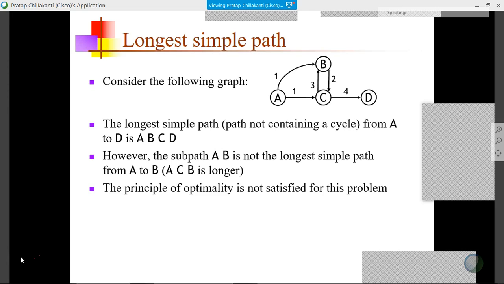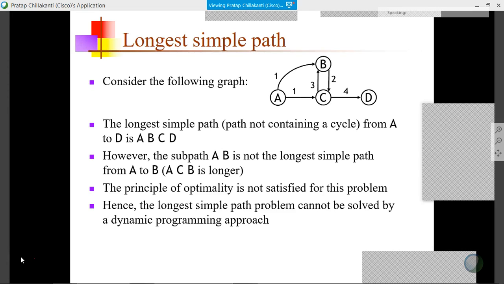Okay. So we said that most often what greedy cannot solve, dynamic programming can solve. But there are cases like this where dynamic programming cannot give you an optimal solution. Okay. So why am I saying that?